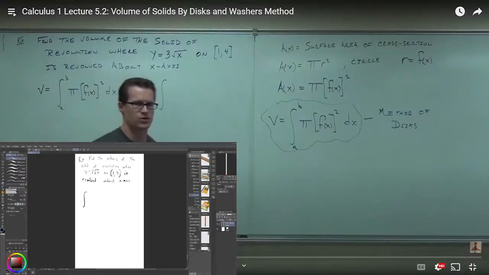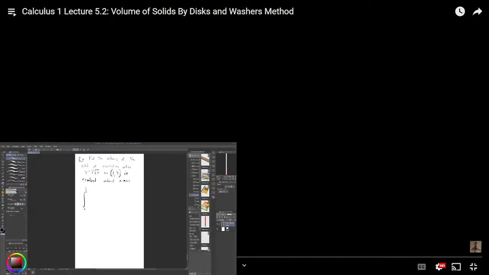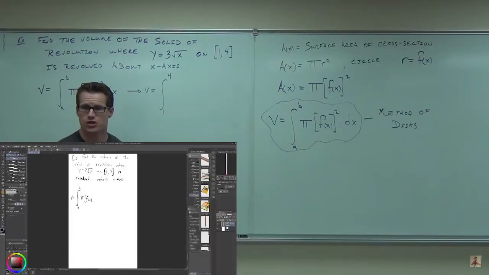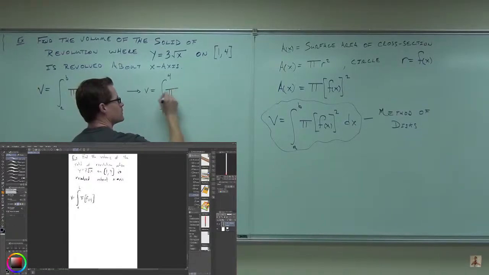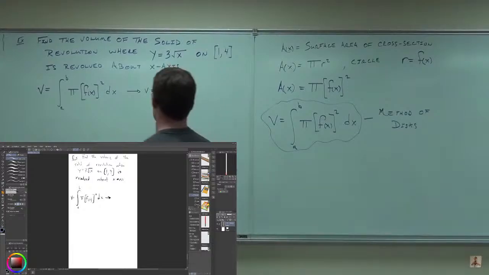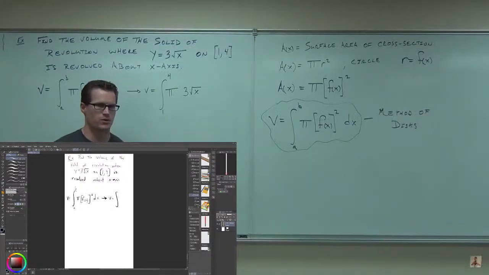Where is my integral going to start, do you think? 1. Very good. Where's it going to stop? What's going to be inside of my integral, first thing? Oh yeah, you're certainly going to have a pi, for sure. That doesn't change. And then you're going to have the function f of x. Now, in our case, what is f of x? 3 root x. Very good. So we'll have 3 root x.